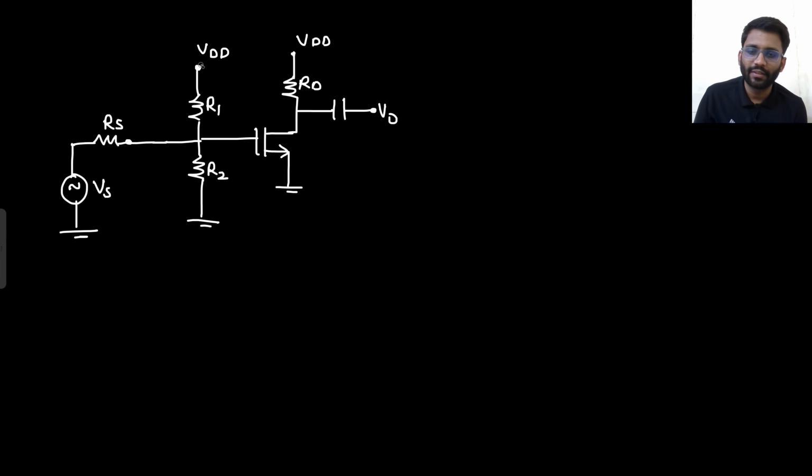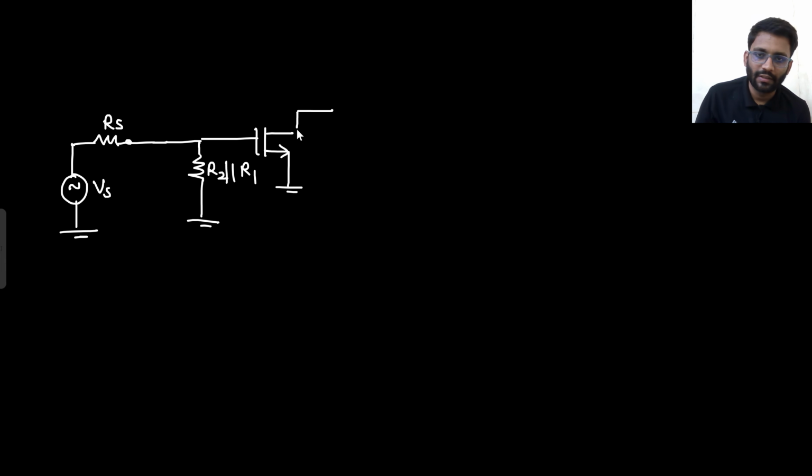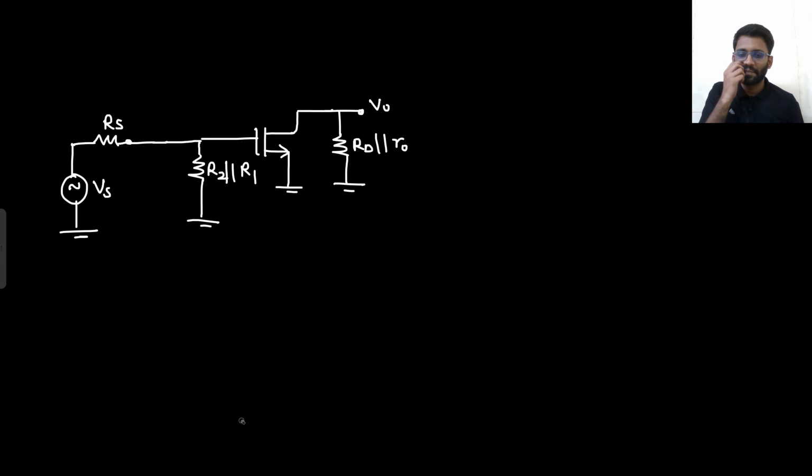This VDD will be shorted. So if this is shorted, R2 parallel with R1 will come. This VDD will also be shorted. So from V0 you will see RD parallel with R0. This is your V0. Let's make it better. Let's make RS here.